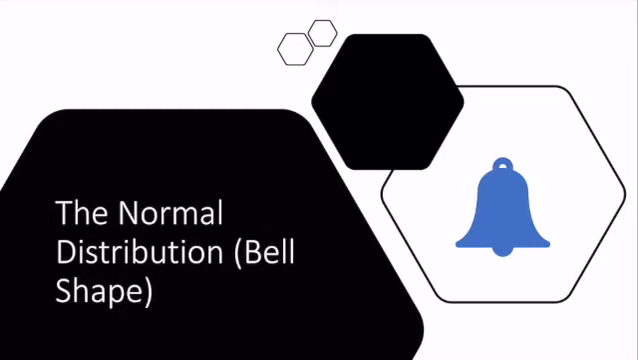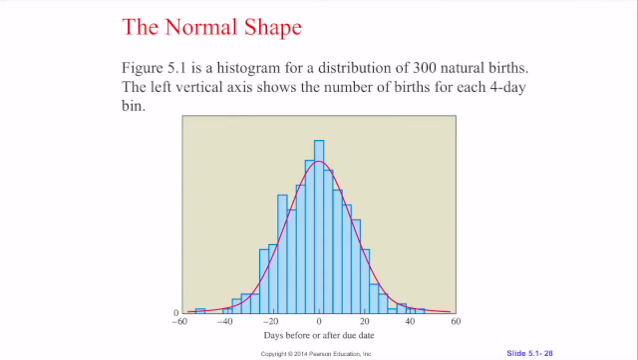So right now I'm going to introduce one of the most important concepts, and the concept we're going to use the most as we go through this semester. And that's the normal distribution. You might also hear of it as a bell shape. So this is a histogram for the distribution of 300 natural births.